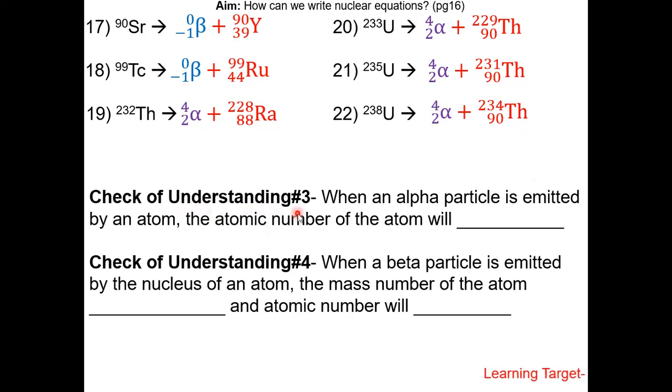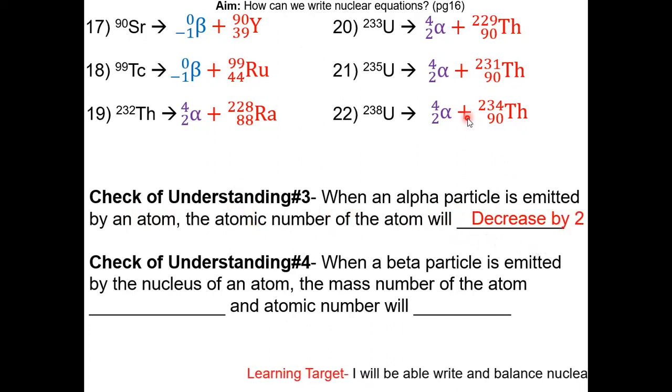Check of understanding number 3. When an alpha particle is emitted by an atom, the atomic number will do what? So it will decrease by 2 if you look at the examples.